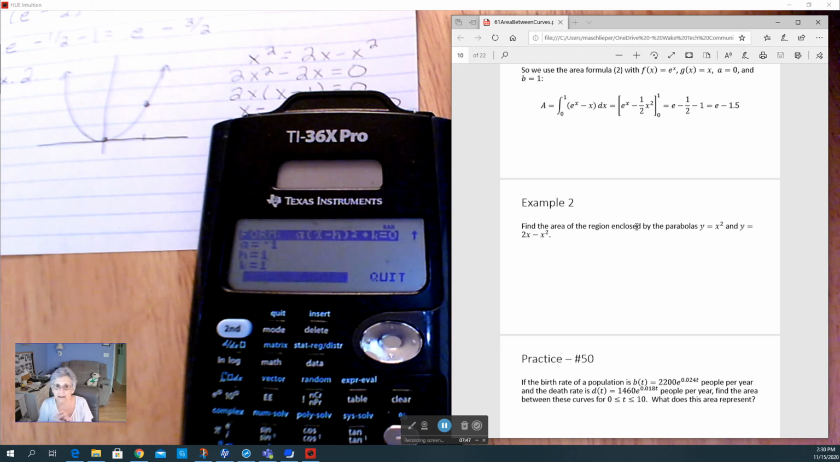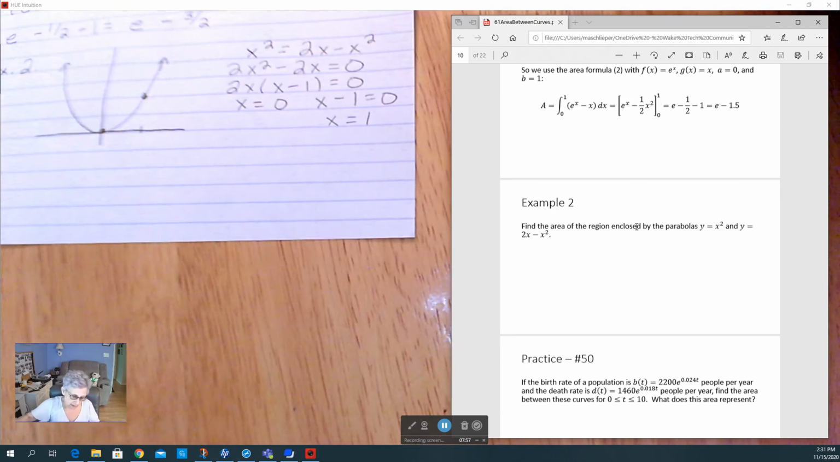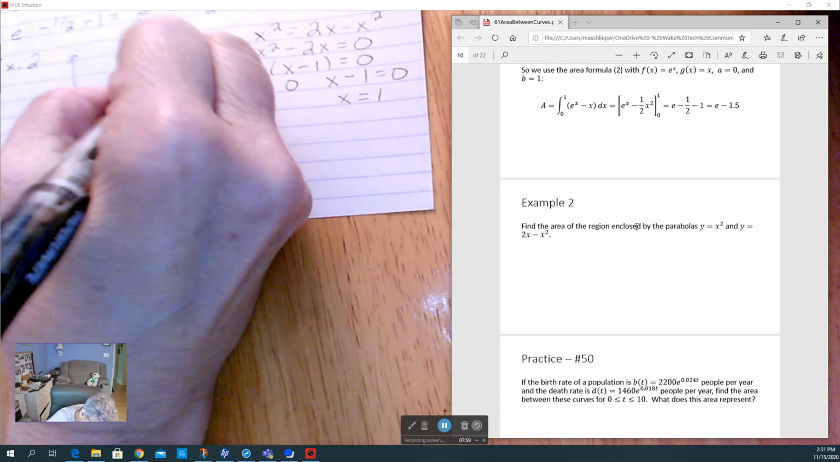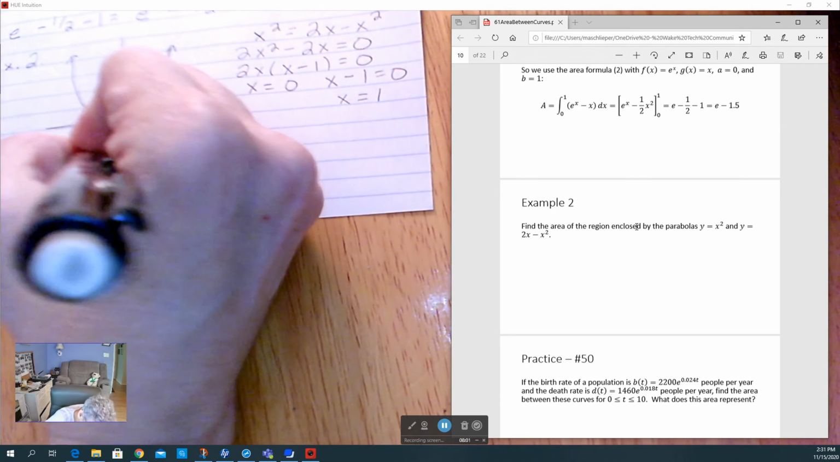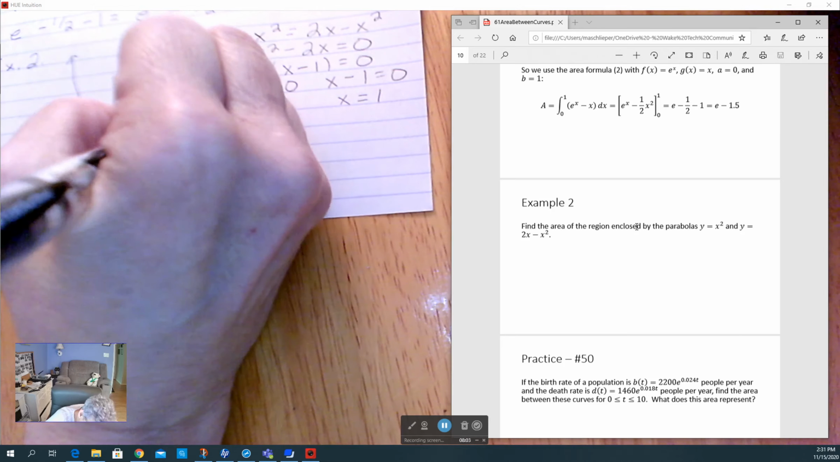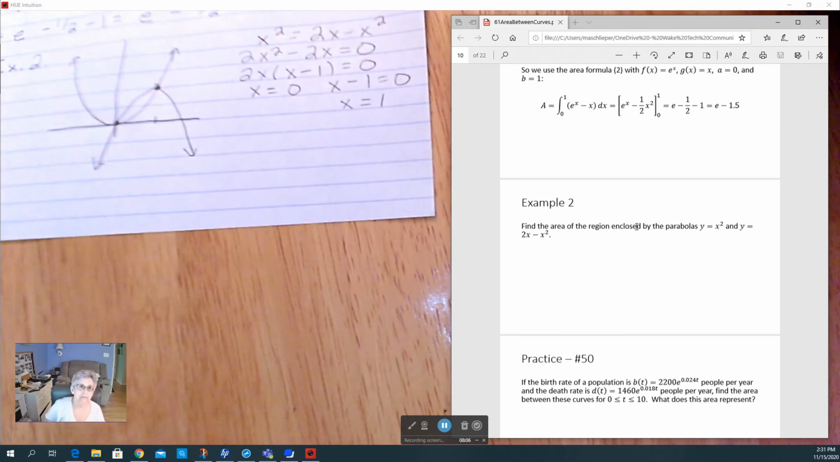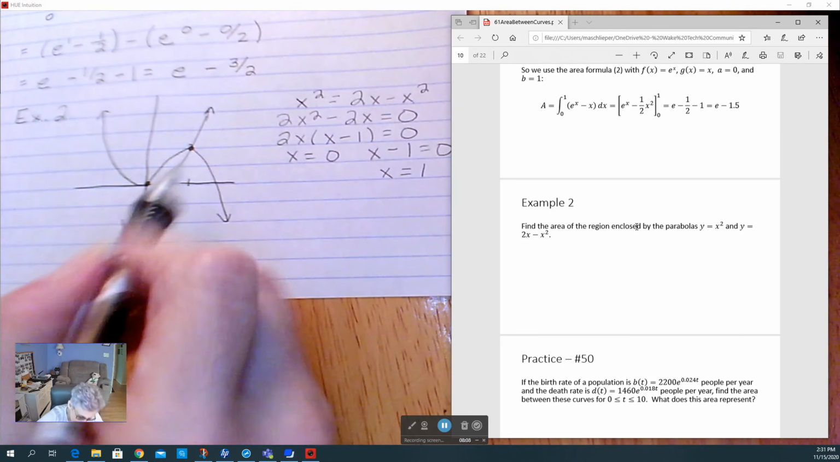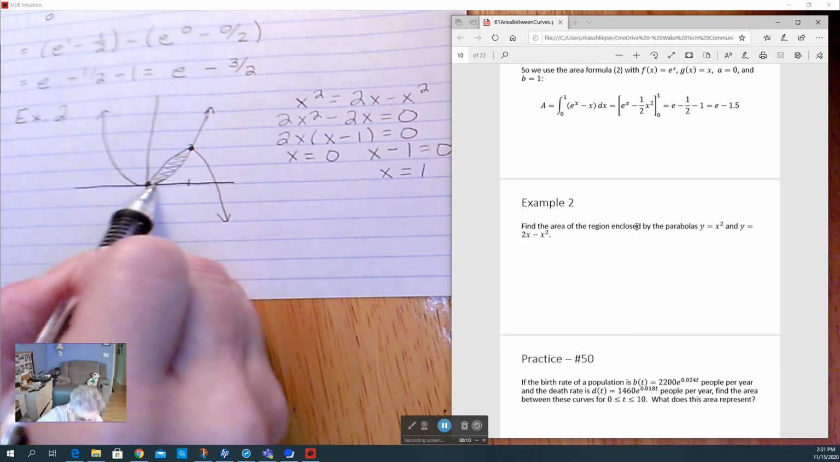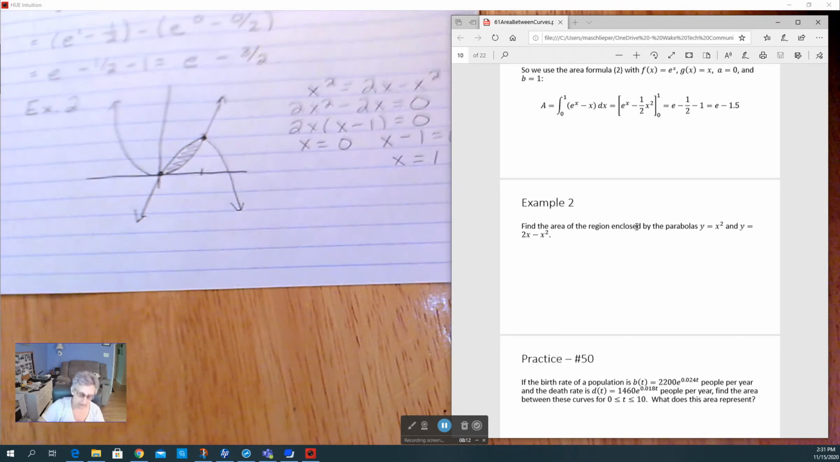Anytime you want to get an idea of what your quadratic equation looks like, you can just plug it into the PolySolve button and let it do all the hard work for you. So I know it's a downward facing parabola, that looks something like that. And I'm going to find this area right here.